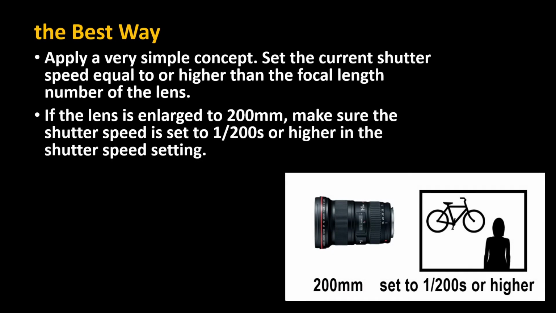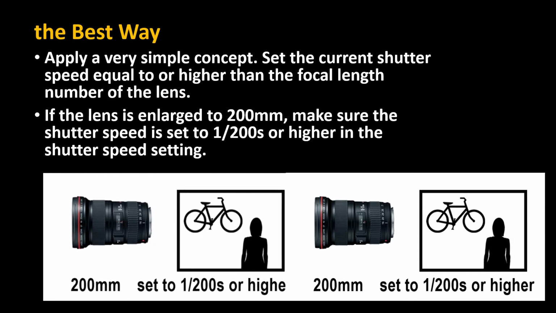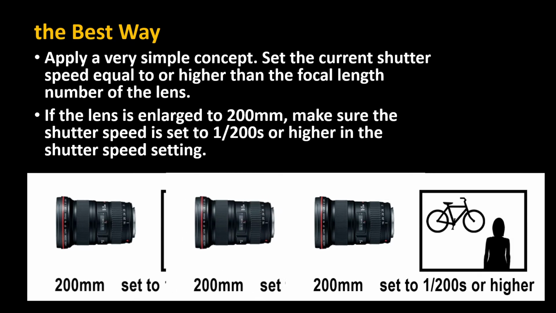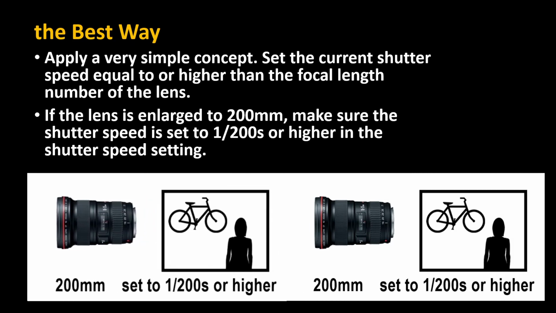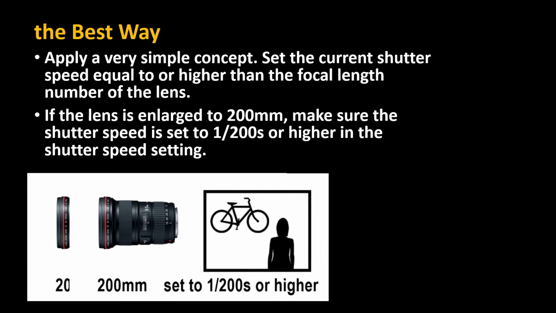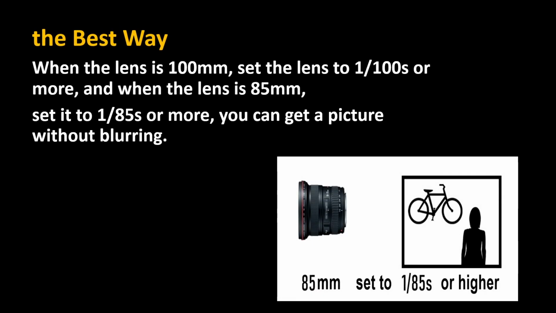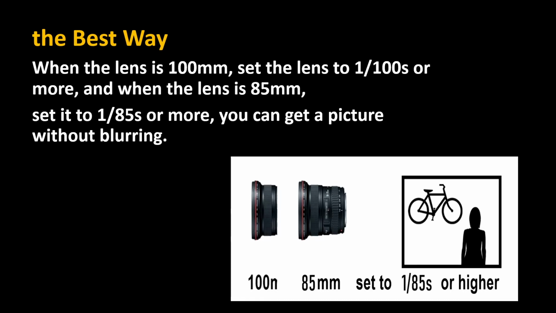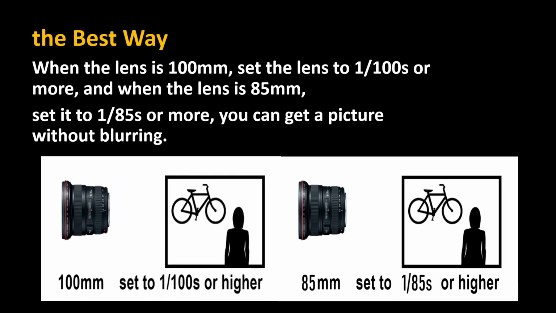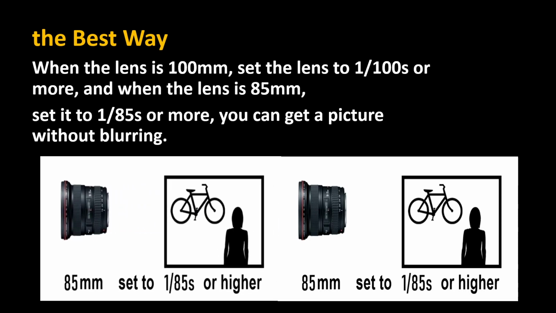Apply a very simple concept. Set the shutter speed equal to or higher than the focal length number of the lens. If the lens is zoomed to 200 mm, make sure the shutter speed is set to 1/200 seconds or higher. When the lens is 100 mm, set the shutter speed to 1/100 seconds or more, and when the lens is 85 mm, set it to 1/85 seconds or more. You can get a picture without blurring.